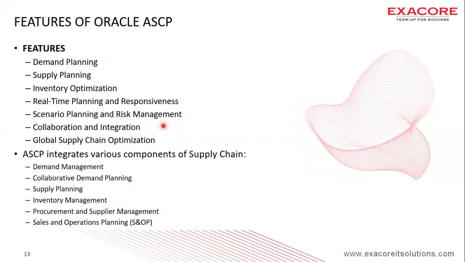Now, some of the features that ACP provides are demand planning, supply planning, inventory optimization, real-time planning and responsiveness, scenario planning, global supply chain optimization, collaboration and integration. Oracle ACP offers a robust demand forecasting tool which utilizes historical data. The historical data, the market trends, and the customer behavior will also be analyzed to create accurate demand plans. It also supports collaborative planning by integrating inputs from sales, marketing, and operation teams.